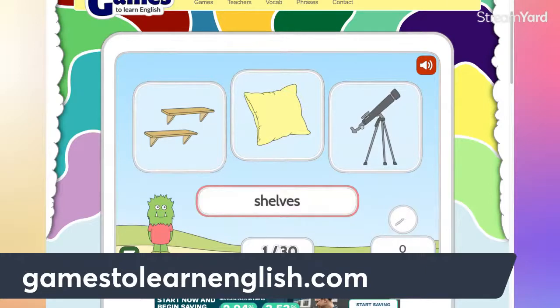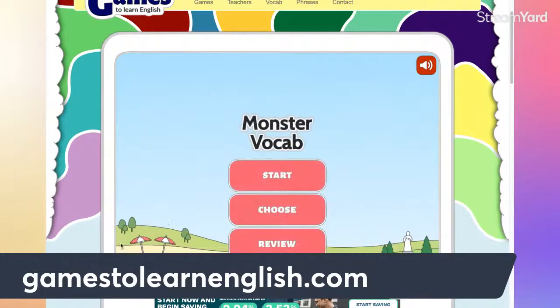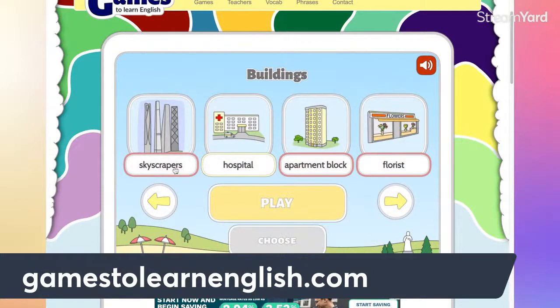Shelves. Which one is shelves? One, two, or three? If you are playing with a student and they are not able to click themselves, I would say go one, two, or three. If you noticed, when you push start, they give you a picture with the word skyscrapers. If you click skyscraper, it will say it because your red volume is on.